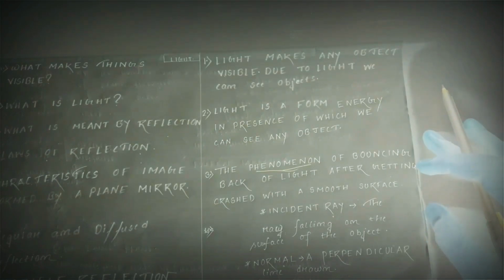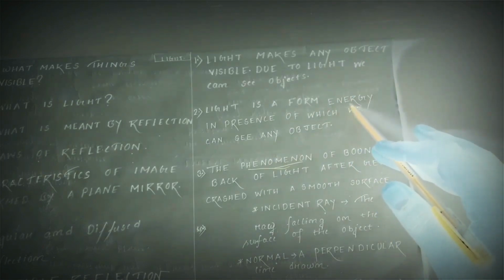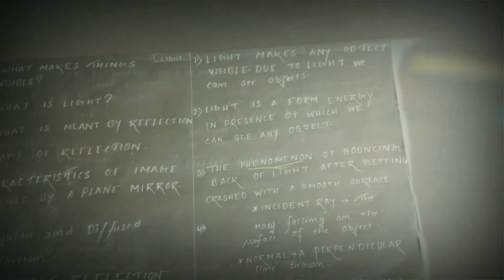The next question is what is light? Now we have referred to the word that light is a form of energy, but what actually is light? First of all, light is a form of energy in presence of which we can see any object. So light can't be seen in the absence of an object. Hence an object can only be seen when light is present.